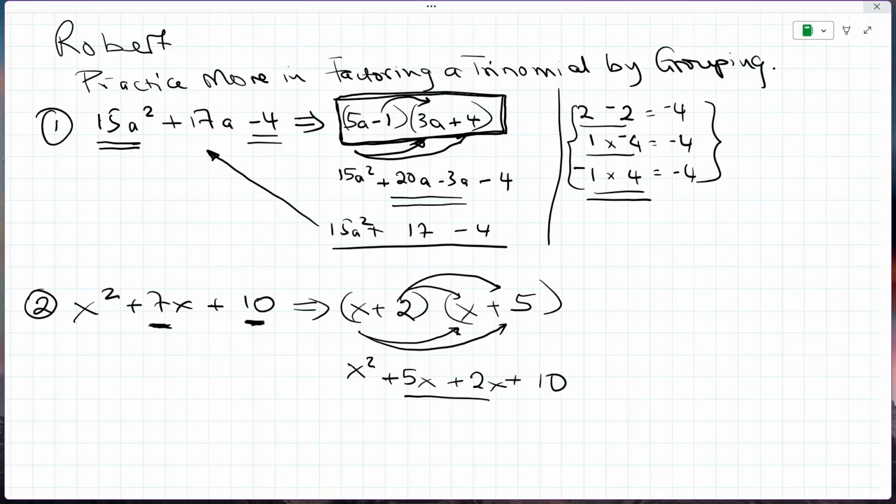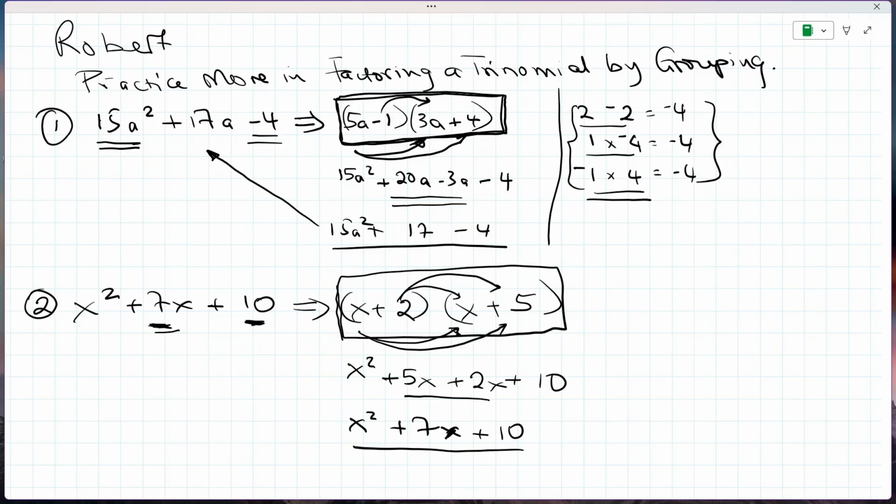So again, the two inner terms add up to 7x. So we've got it right. And since we've gotten our original expression back, plus 7x plus 10, we can confidently say we have factored our original expression completely by grouping, by multiplying two groups of expressions. And so this is our answer, as you can see it here.